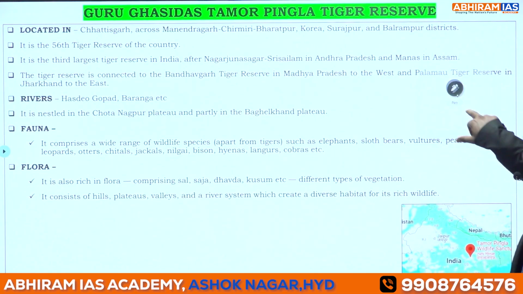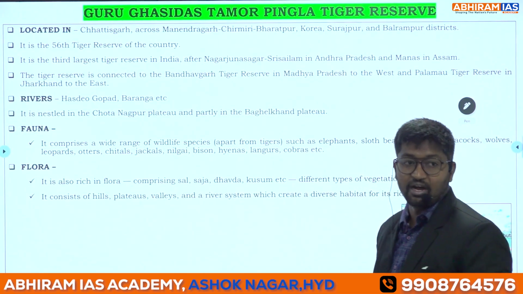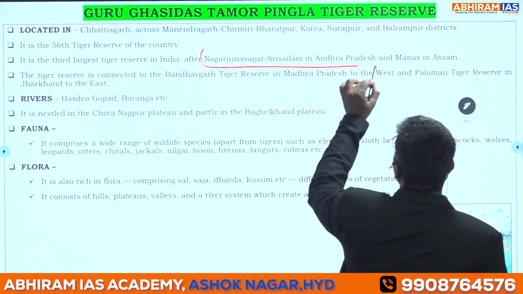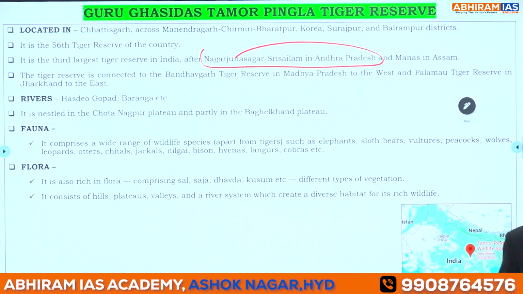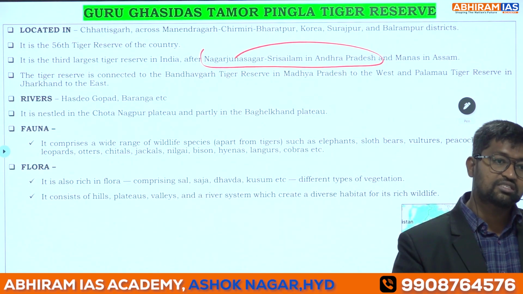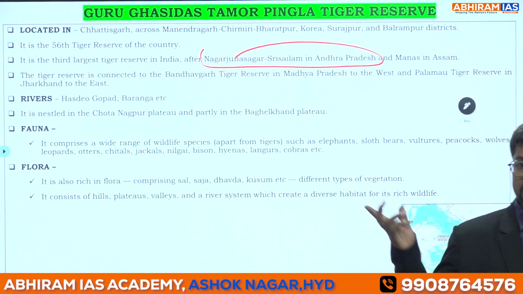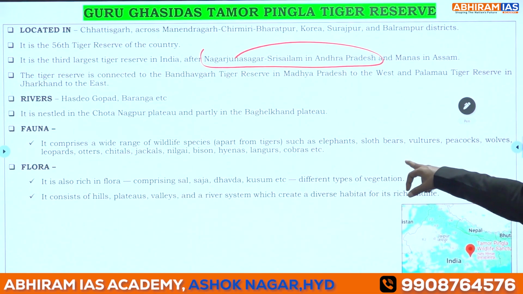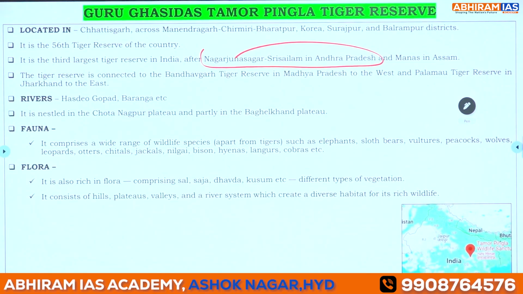Manas, understood, sir? One question was asked: which is the largest tiger reserve in India? Okay, Nagarjuna Sagar Srisailam was asked in UPSC already. This is a previous year question. Now you understood that second is Manas, third is Guru Ghasidas. As both Manas and Guru Ghasidas are in the news, don't you think there might be a prospective question on these lines? Okay. What are the rivers which are flowing into it, and what is the flora and what is the fauna in this? You go through it.